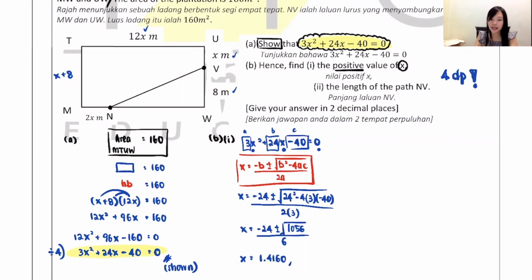Second answer, negative 24 minus square root 1056 divided by 6, which is negative 9.4160.